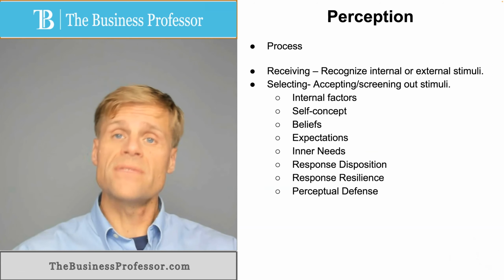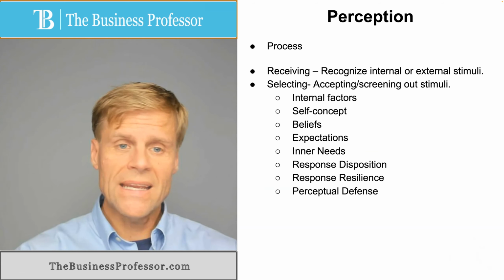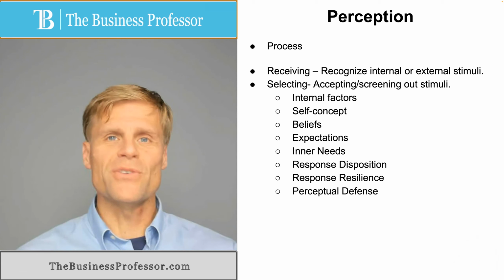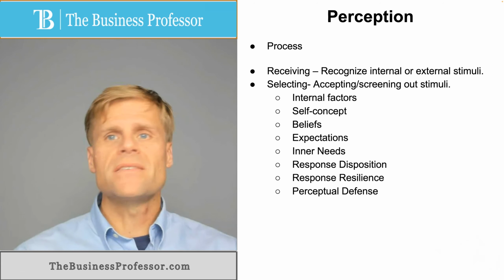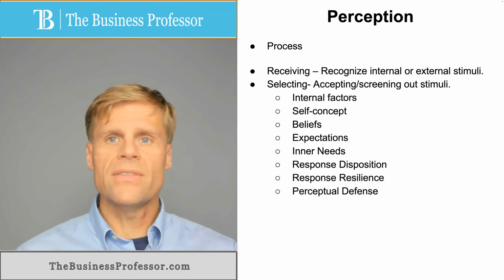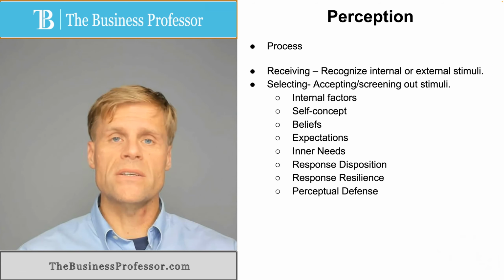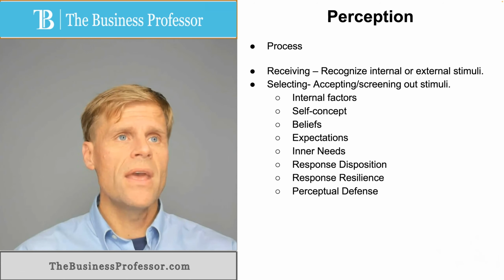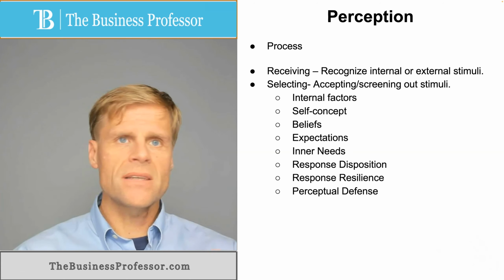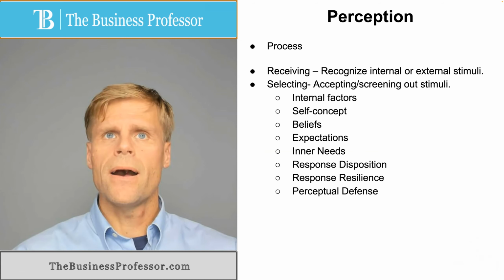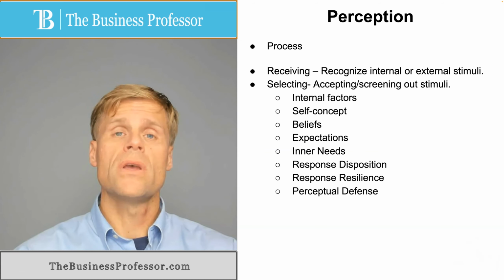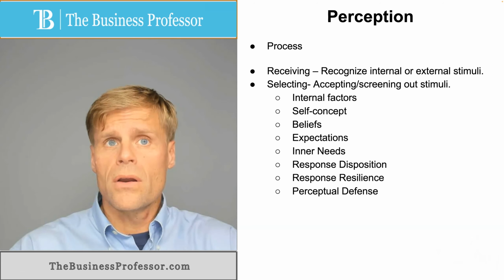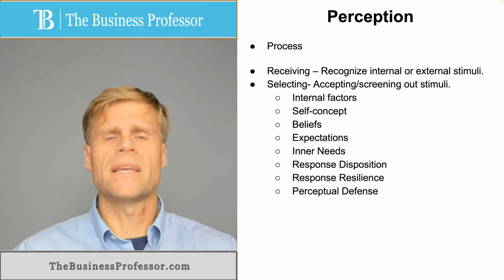Then you go through the process of selecting the stimuli that matter. You're screening out the stimuli that don't. Now, this is subject to all sorts of barriers or biases or issues. Usually it depends on internal factors that affect how we perceive things, our self-concept, that is how we see ourselves, our individual beliefs about the environment, expectations for ourselves, for the situation, what inner needs we have, responses, disposition, basically how we orient ourselves towards responding to the stimuli, right? Or do we have a predisposition towards it, or otherwise influence to perceive something in a given way.